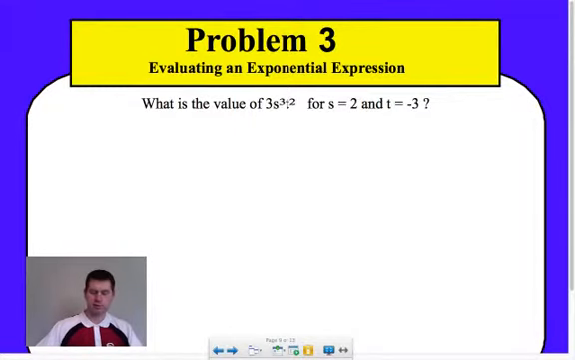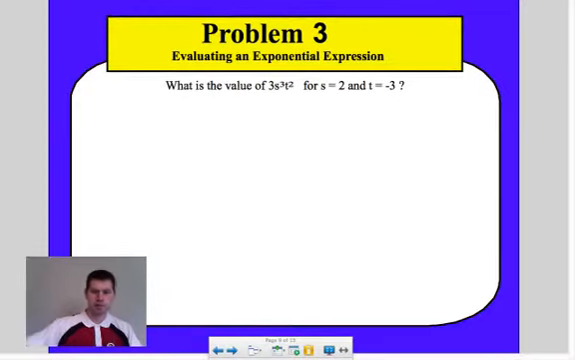Let's look at problem number 3. Okay, problem number 3 says evaluating expression. So now we have an actual expression here, and they're going to give us some letters to fill in. So the first thing you need to do again is understand that the s is being cubed, just the s, and the t is being squared.